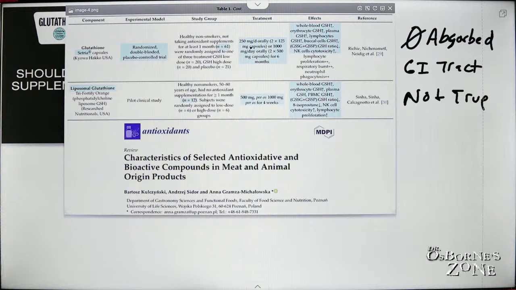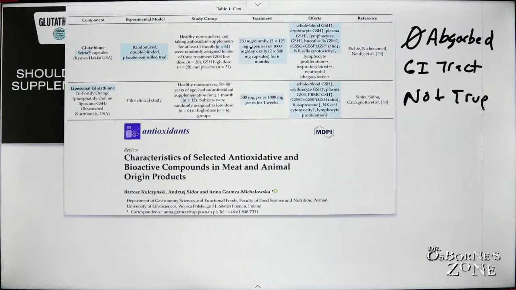They found an increased whole blood glutathione. They found increased glutathione in the red blood cells, that's erythrocyte GSH. They found increased glutathione in the plasma, in lymphocytes, and in buccal cells. They found an enhanced ratio of oxidized to non-oxidized glutathione. And they found improvement in natural killer cells' ability to kill effectively, or their cytotoxicity. So this data right here says that glutathione absolutely can be absorbed by oral supplementation. We know that to be true.